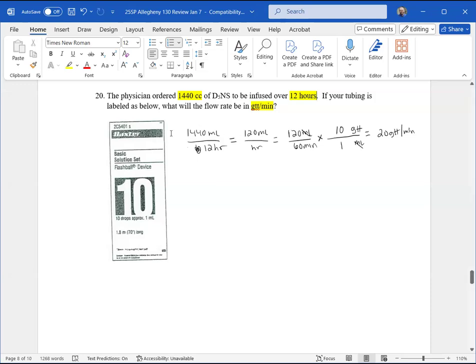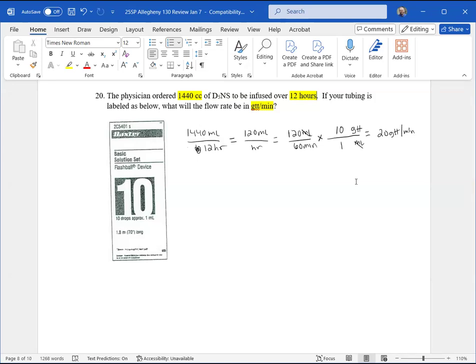And so what we did was I gave you a couple scenarios, but when I originally came up with this question, I just in my head said, okay, well, let's just reduce this. Does 12 go into 1440 evenly? It does. So 1440 divided by 12 is actually 120 ml per hour. And so once you can get it down to per hour, you already know that 1 hour is 60 minutes. So 120 ml per hour is the same thing as saying 120 ml per 60 minutes. And then you just convert your ml per minute to drops per minute via the drop factor.